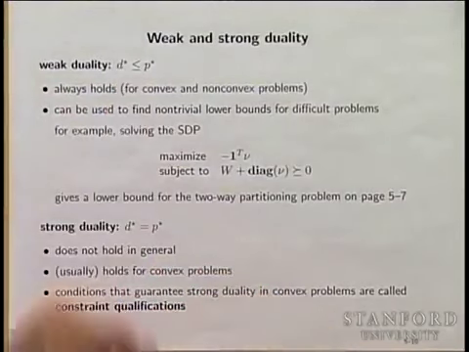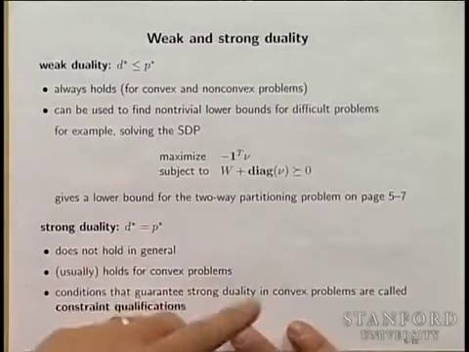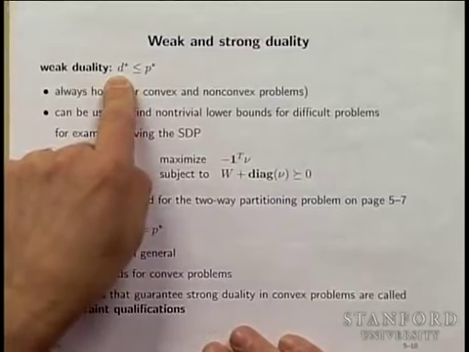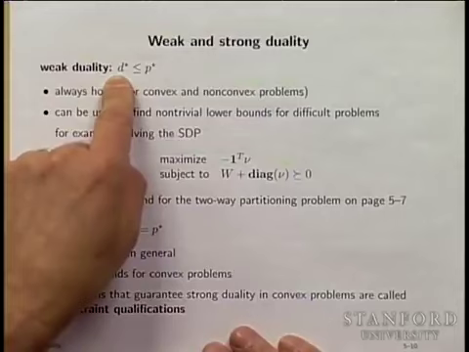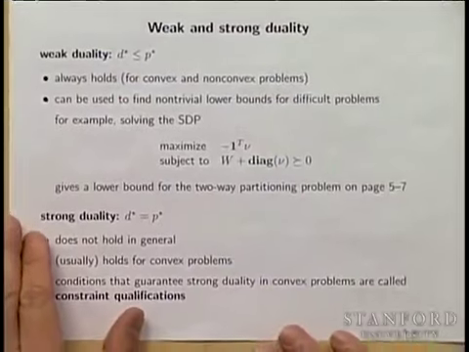All right, it always holds. Convex, non-convex, it's absolutely universal. It could be stupid. You could indeed have D star equals minus infinity, in which case your best lower bound is of no interest whatsoever. Okay? That can happen. But this is always true.